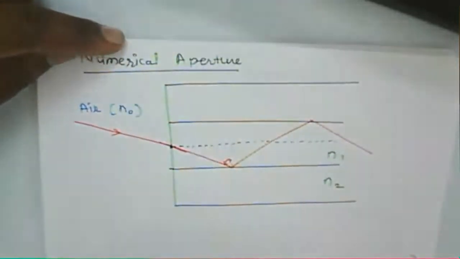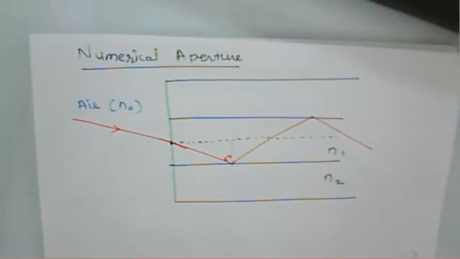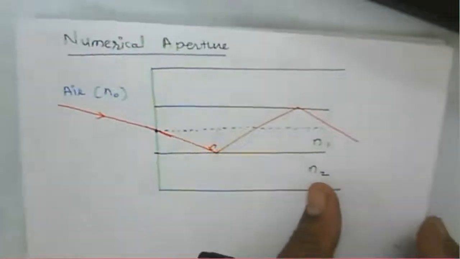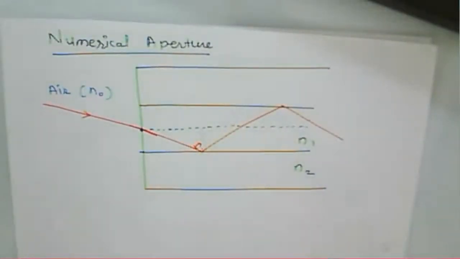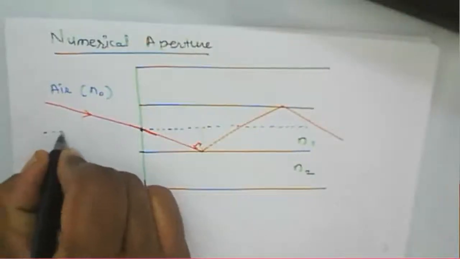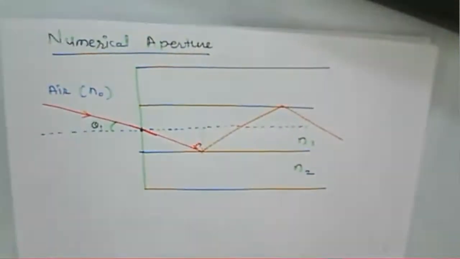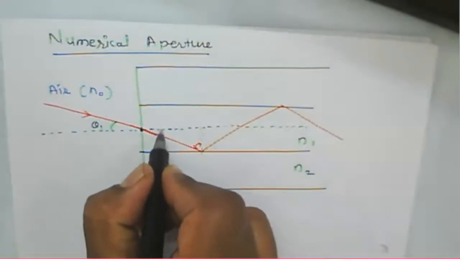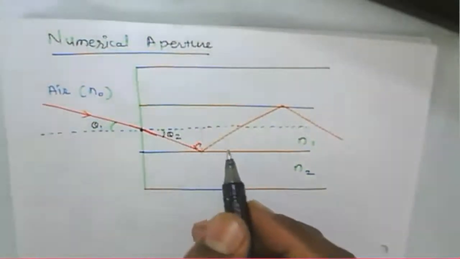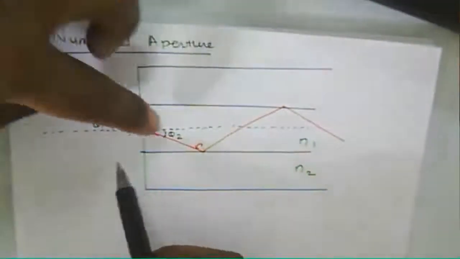That medium is air, and it has a particular value of refractive index. Now, according to Snell's law, the incident ray makes an angle with the axis, which is theta 1. When it goes inside the fiber, it makes an angle theta 2 with the axis itself.